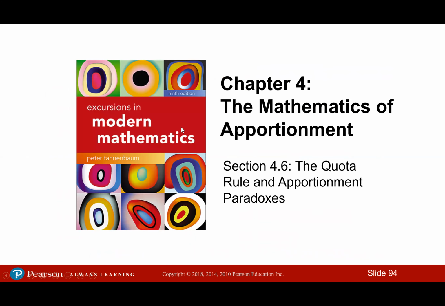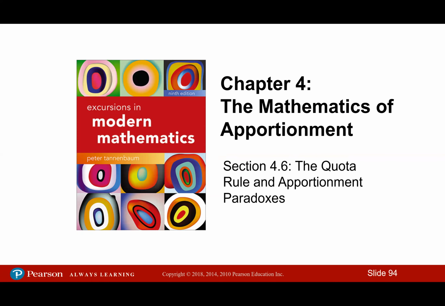All right, and the last section for us. All right, quota rule and the appropriate paradoxes here. So just like the last chapter we covered, what does it mean to divide out something evenly. We find out there is no fair value. It's, oh, sorry, the vote. That's right, the vote. How do we vote? And so there's really no fair vote.